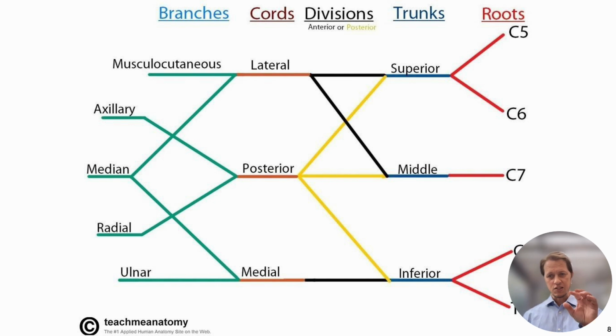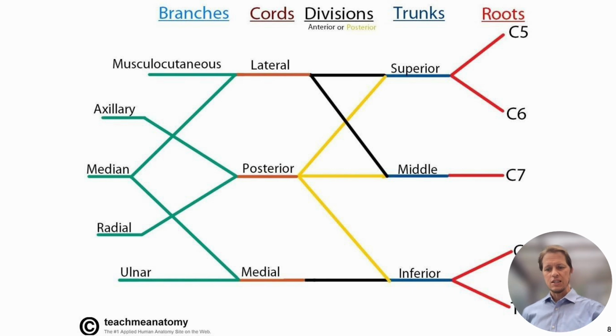So how do we do that? This is a good place to start. You break things down. In this example, on the right, you go from right to left, from roots, then you have trunks. There are 3 different trunks. Then everything divides anteriorly and posteriorly into divisions. Then you form 3 different cords, kind of like the 3 different trunks. And then finally, they do separate again, and you form the final branches or nerves of the brachial plexus.